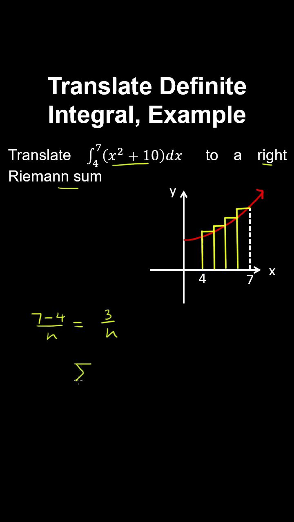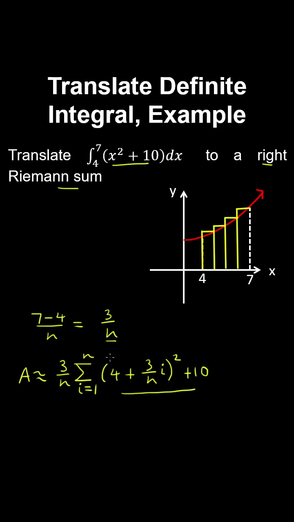And now we can sum the area of each rectangle, which is the width of each rectangle, which we can take out of the sum because it's constant, and then we'll multiply that by the height of each rectangle. So that will be x squared plus 10, or 4 plus the width of each rectangle multiplied by the index i, squared plus 10. And for the right Riemann sum, we sum from i equals 1 to n. And you can convince yourself that this makes sense by selecting some specific number of rectangles and then calculating the value in the brackets and making sure you get the correct values between 4 and 7 for each value of i.